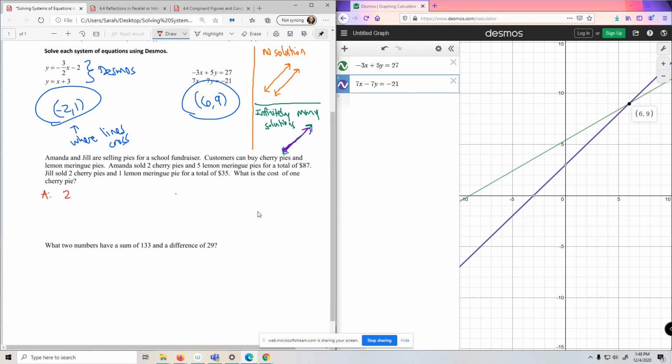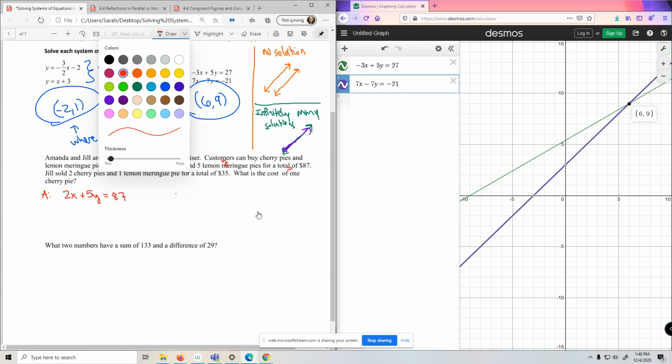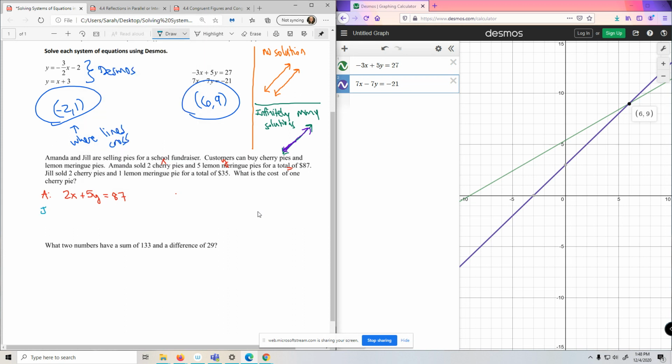So it's 2 times however much 1 cherry pie costs. Let's call that X. And 5 lemon meringue pies. So 5 times however much a lemon meringue pie costs. We don't know that. Let's call it Y. And it was a total of $87. So equals 87.